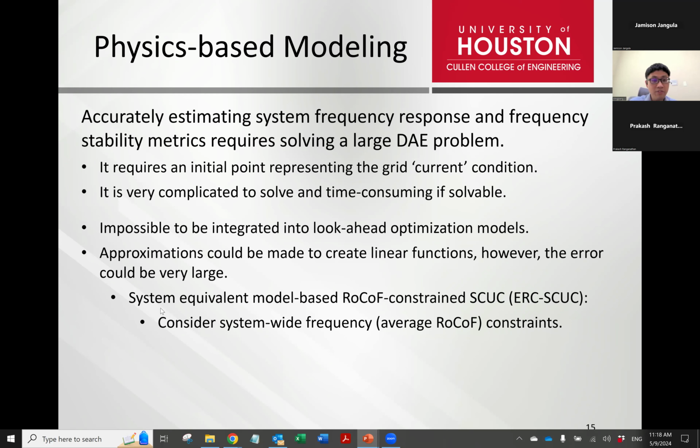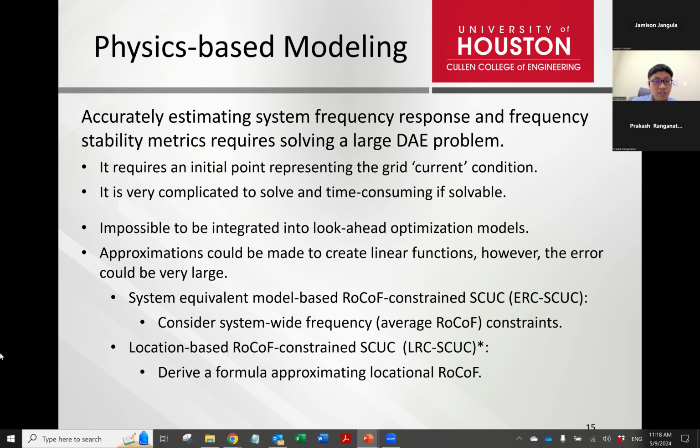For instance, we have system equivalent model based rate of change of frequency constraint SUC. This is a benchmark model in this presentation. So this model will approximate the system-wide average frequency performance. Then we add these constraints in the SUC problem. Another existing solution, which is our prior work, we developed a formula that can approximate the rate of change of frequency at each bus.